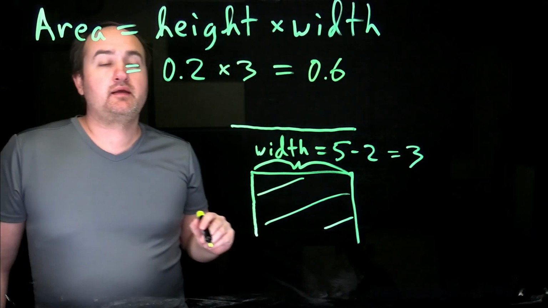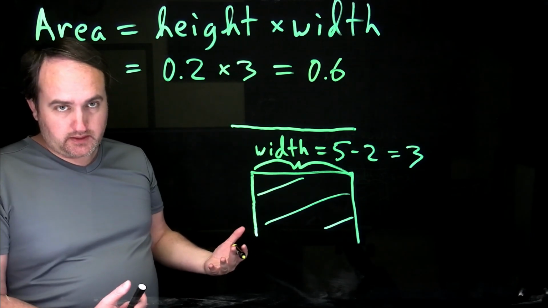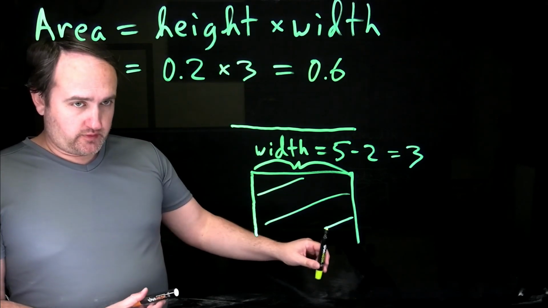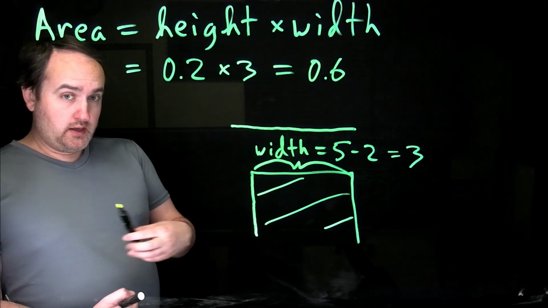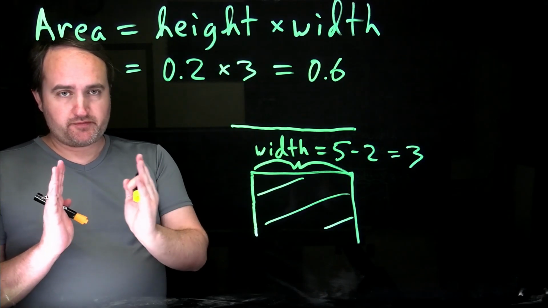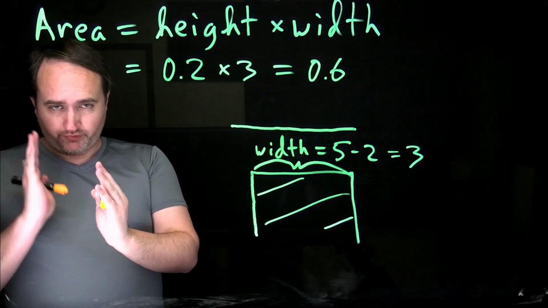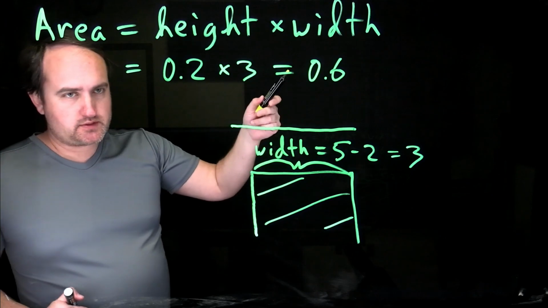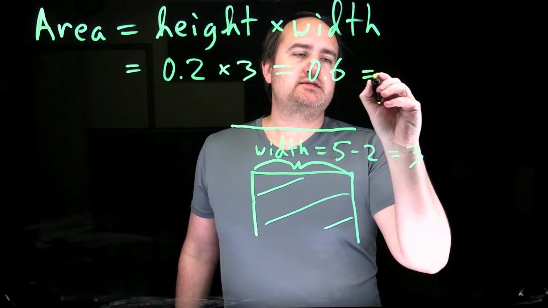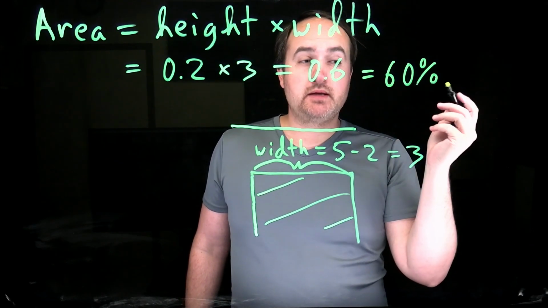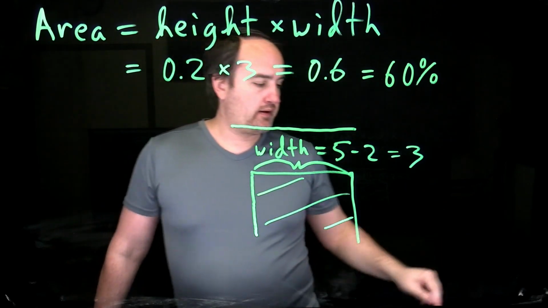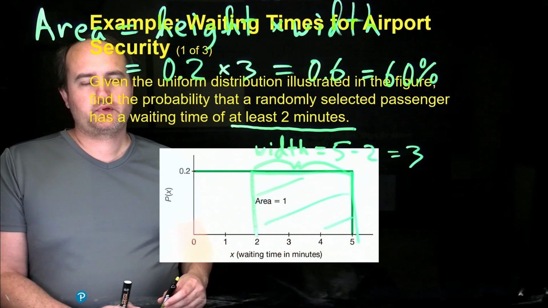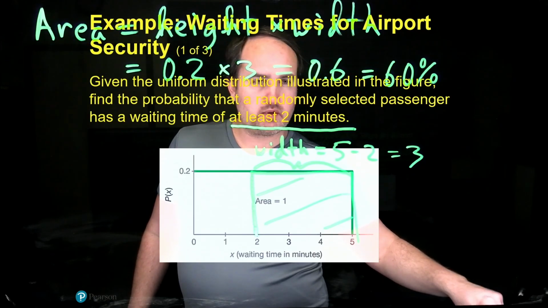And get used to the idea that area is equivalent to probability when you're talking about a continuous probability distribution, whether it's a uniform distribution, so we're talking about rectangles, or a normal distribution, so we're talking about the area underneath a bell curve from one part to another part. That area that we just found corresponds to probability. So if you write it as a percentage, 0.6 is the same as 60%. So there's a 60% chance that our waiting time would be between 2 and 5 minutes. So hopefully that makes a lot of sense.